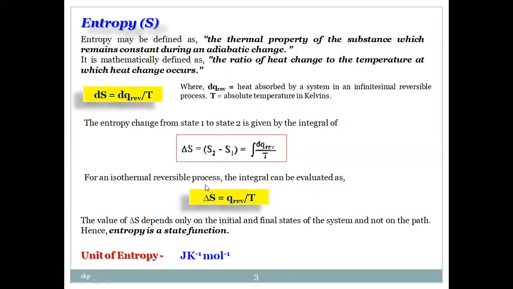For an isothermal reversible process, the integral can be evaluated as delta S is equal to q reversible by T.